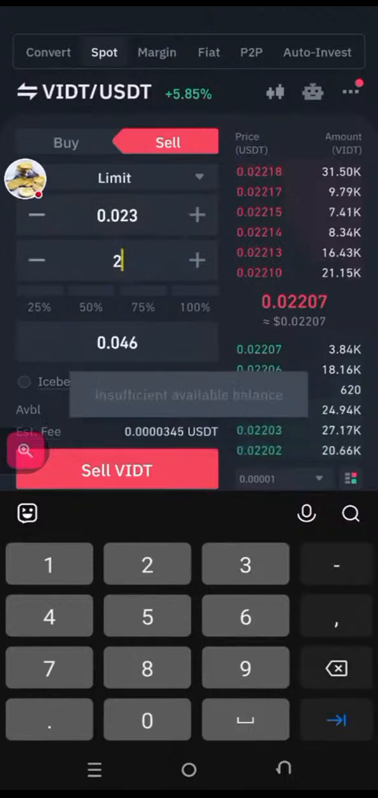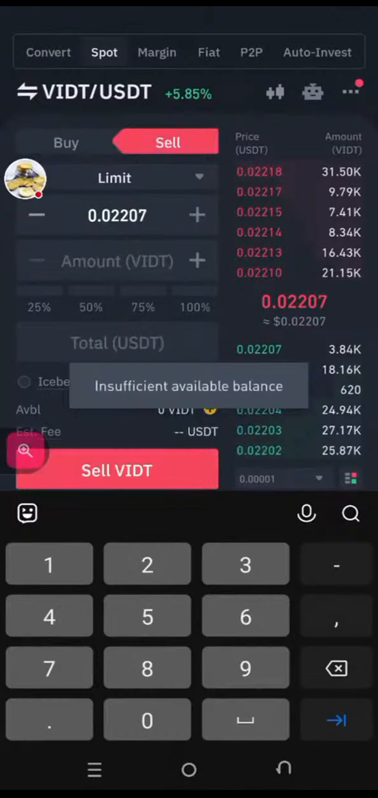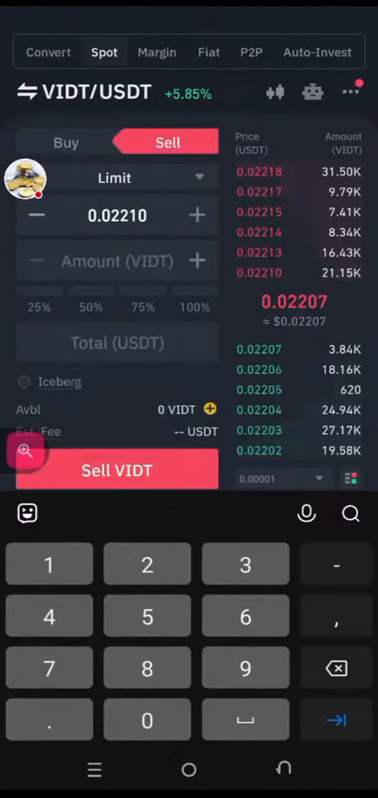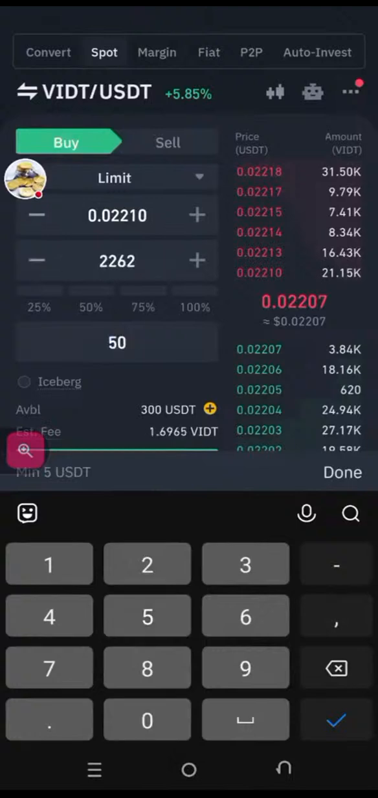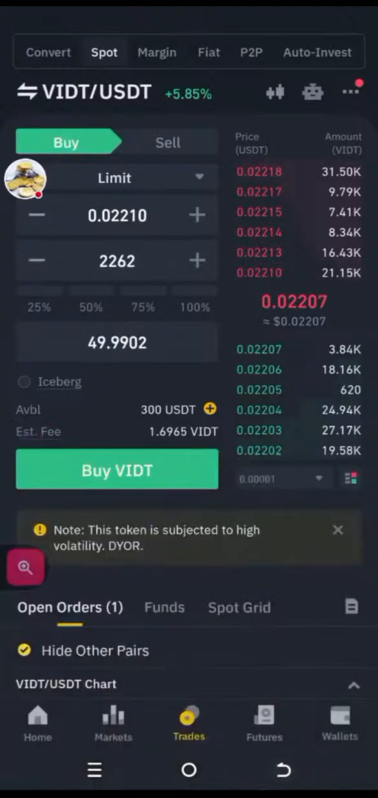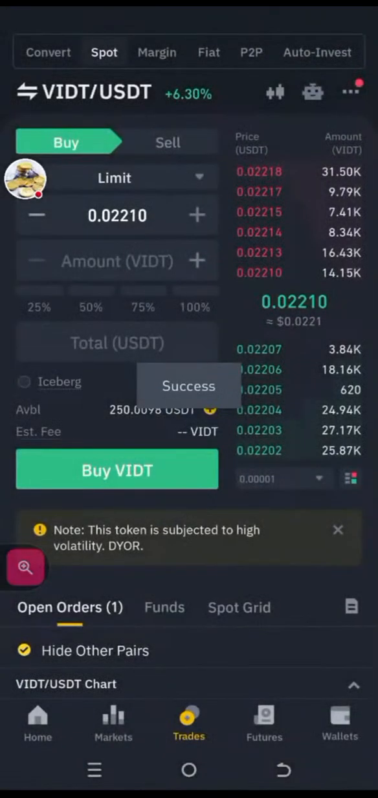Wow, it's a lot. So let me pick it. Oh, sorry, I'll pick the higher price. And let's buy $50 worth. Let's buy it. Done, obviously. You can see the price automatically changes to 2210.